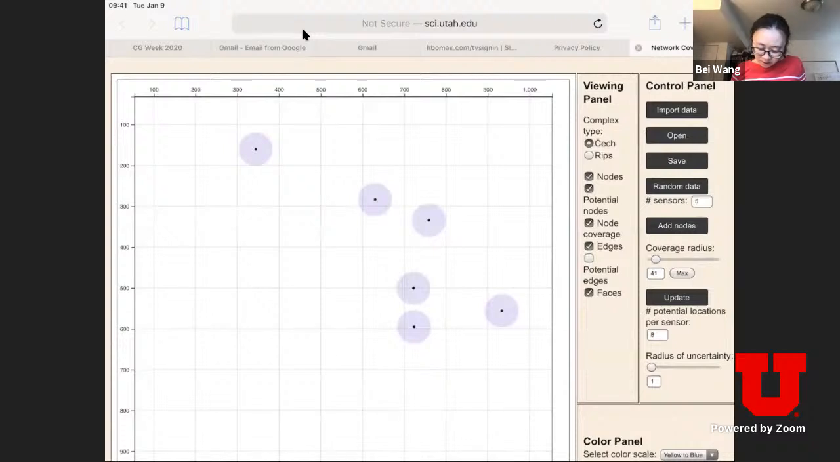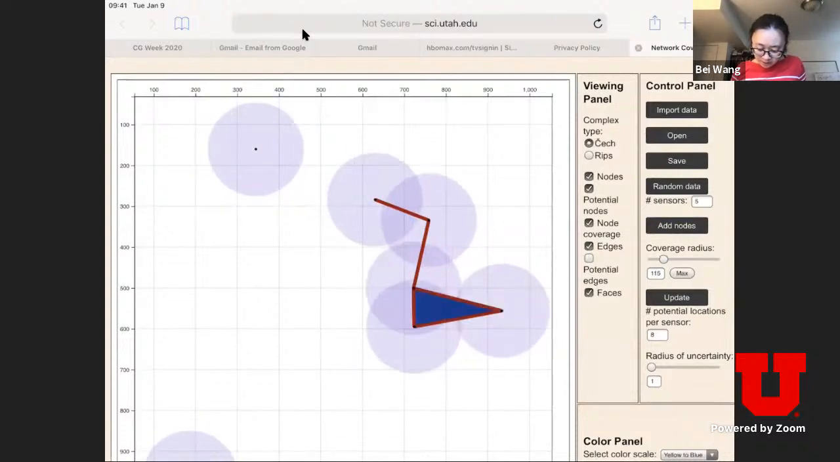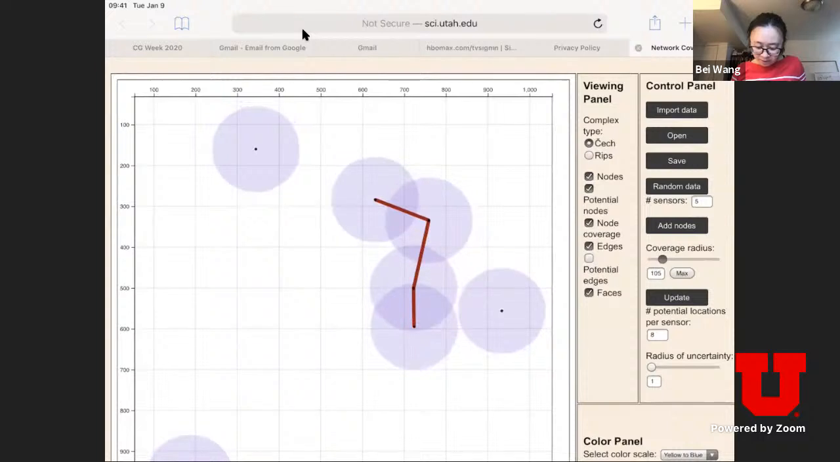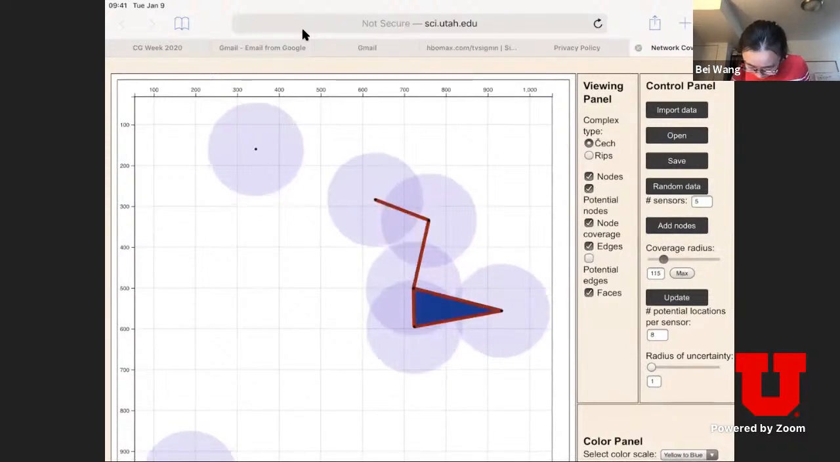So you can see that as I increase my radius again, for example in this case, this is Čech, remember, because I want this to cover. If I go a little bit, I'm trying to get there, my mouse is not cooperating. Okay, right here, yeah.